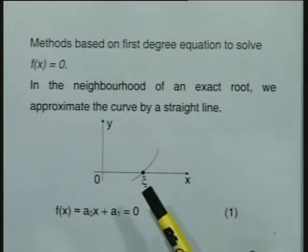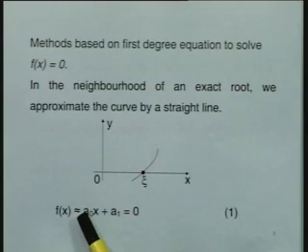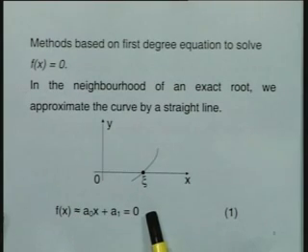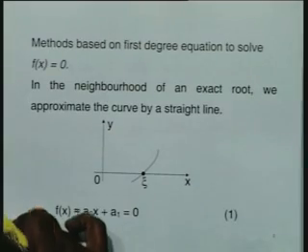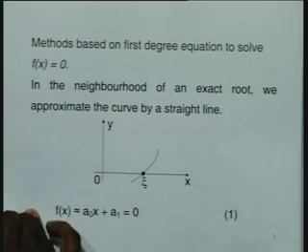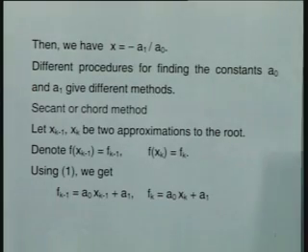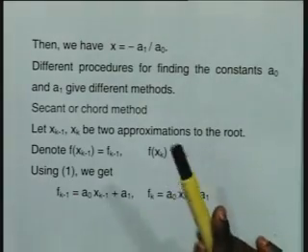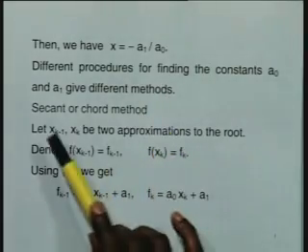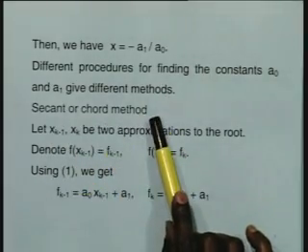It is a valid justification because in the neighborhood of the exact root the curve can be approximated by a straight line, that is f(x) = a0 x + a1 = 0, and we said that different methods can be derived by obtaining the values of a0 and a1 in different ways. If I solve this equation, x is simply equal to minus a1 upon a0. The first method that we derived last time was the secant or the chord method.